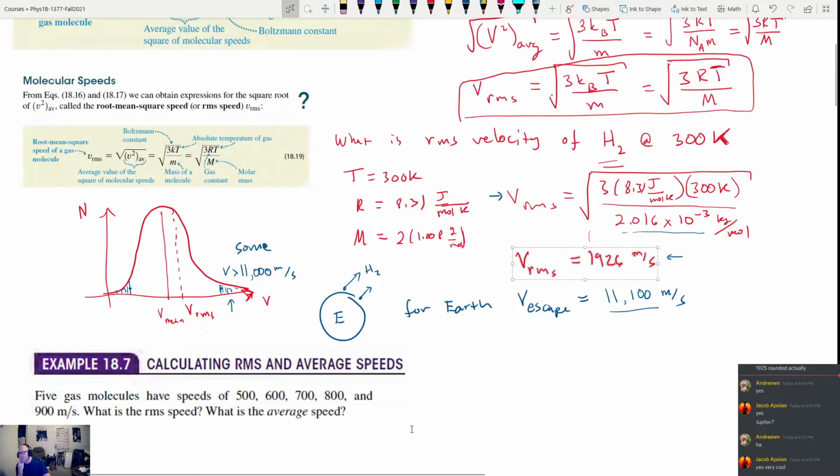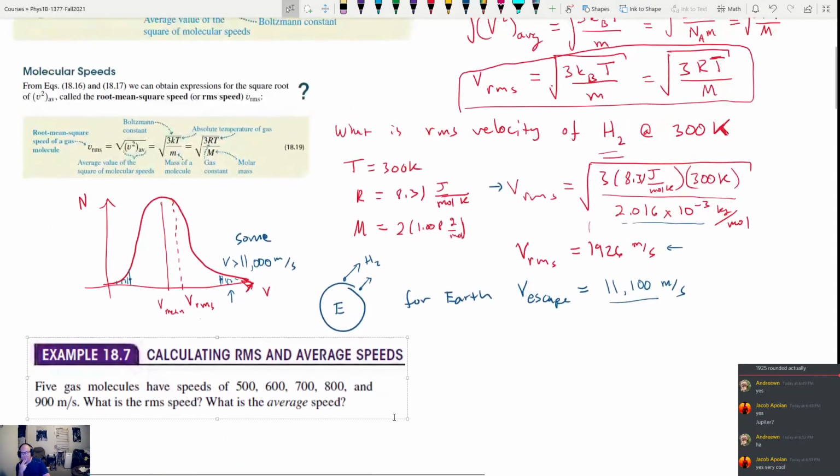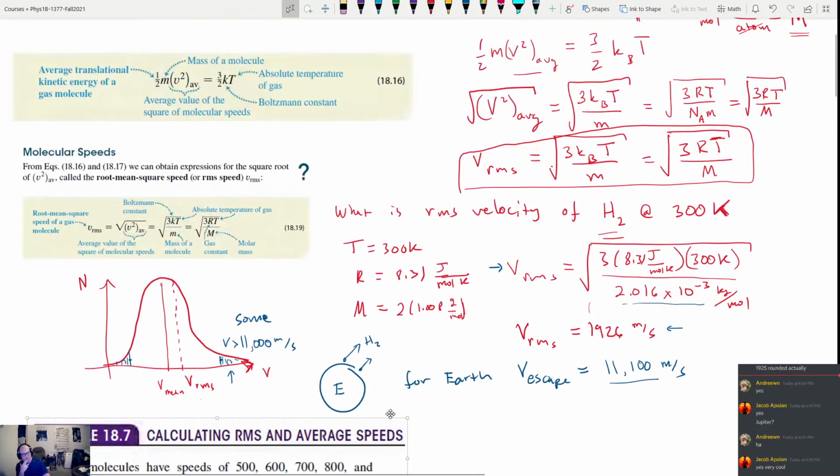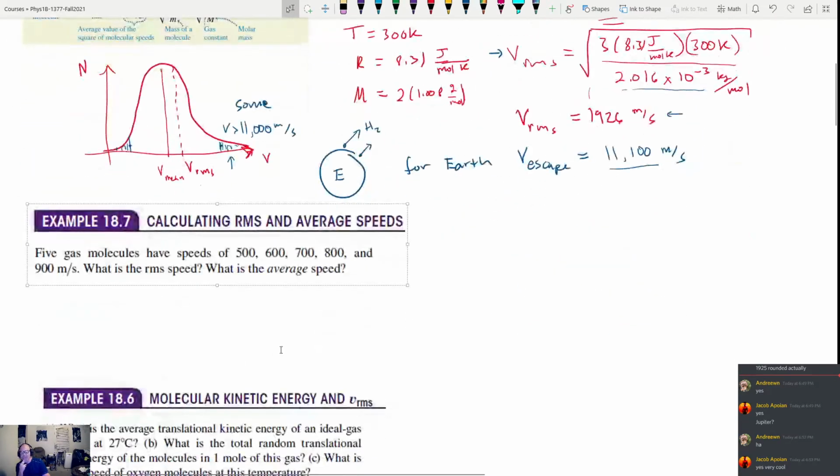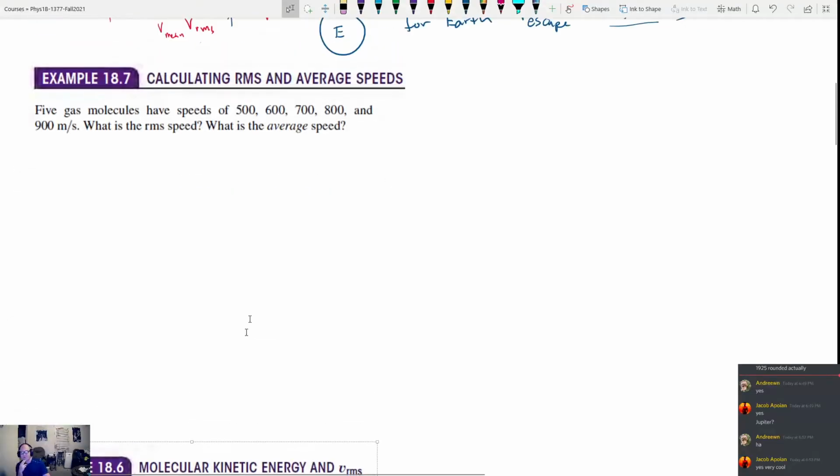All right, so let's do some problems. Any questions before we move on? All right, so 2 problems here. First one's pretty easy: calculating RMS and average speeds. This is just a simple kind of statistics problem. It says 5 gas molecules have speeds of 500, 600, 700, 800, and 900. What's the RMS speed and what's the average speed?